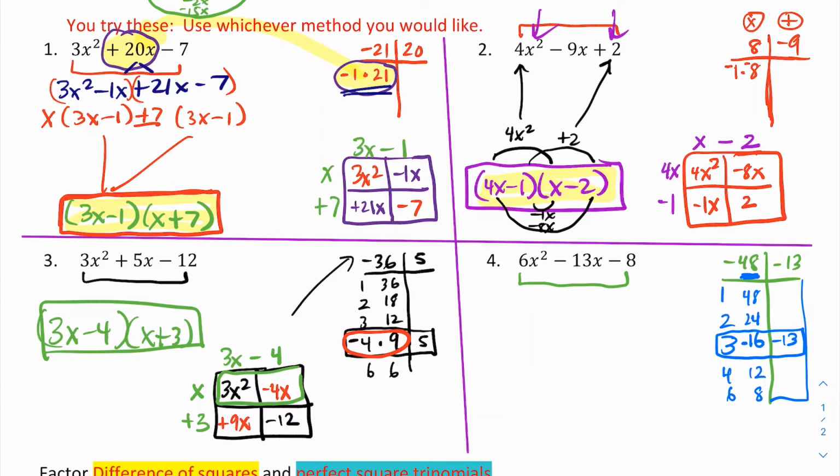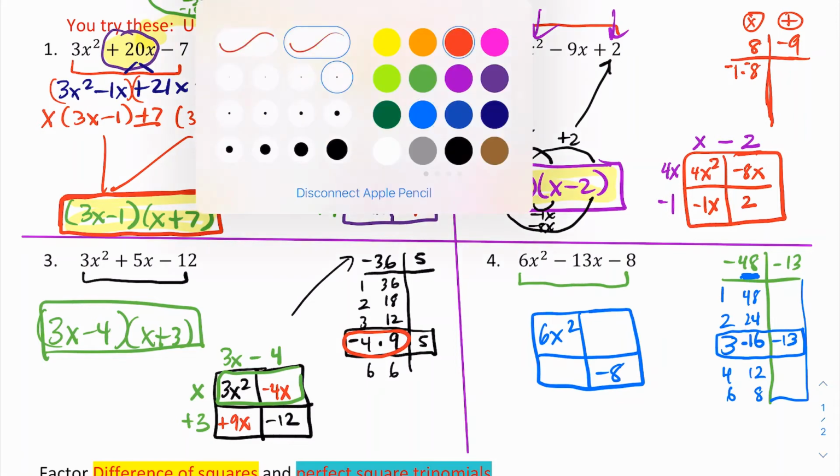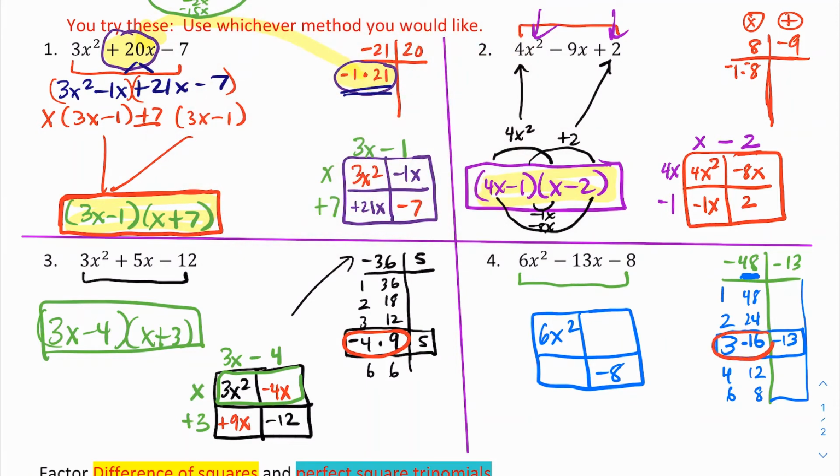Okay, so box method. I should probably move the box so that it's not right there. Actually, I'll just erase it, move it out of the way, or give myself some room to work. All right, so we have 6x squared and we have minus 8. And then for these two numbers, we have positive 3x and negative 16x.